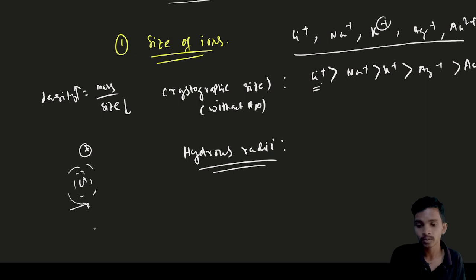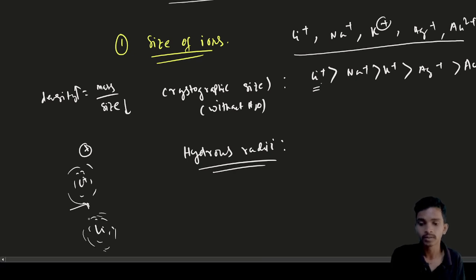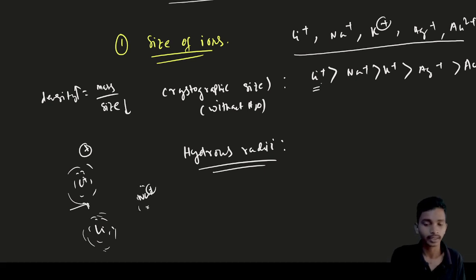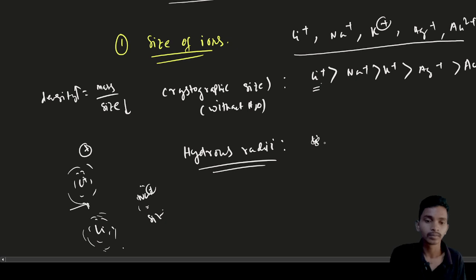Then its hydrated ion becomes larger, and Li becomes a bulky sphere, whereas Na plus is larger than Li in crystallographic size, so fewer water molecules will be attracted, meaning its hydrated size is smaller compared to Li. If size is high, then speed will decrease. So Li plus will have the larger hydrated radius.